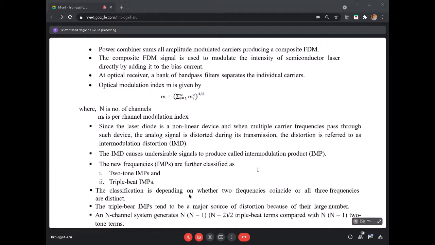Whereas the two-tone one will have 2Fi minus Fj in the two channel. That expression doesn't have any derivation here, so that's why I have skipped it. For any n channel system, it is going to generate n into n minus 1 into n minus 2 by 2 triple beat terms, compared with n into n minus 1 two-tone terms. So it is n into n minus 1 for two-tone IMPs, and for triple beat IMPs it is n into n minus 1 into n minus 2 by 2.